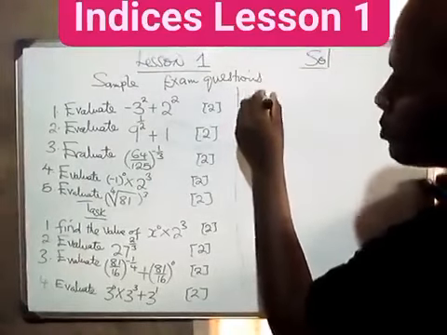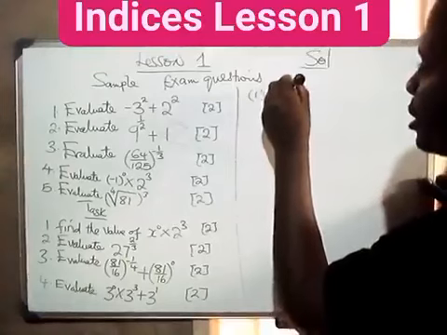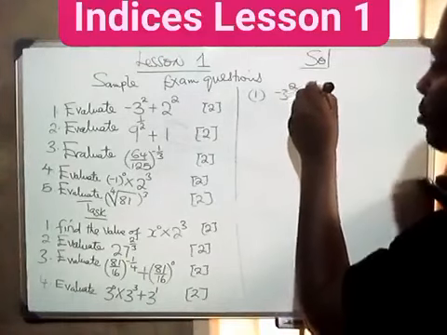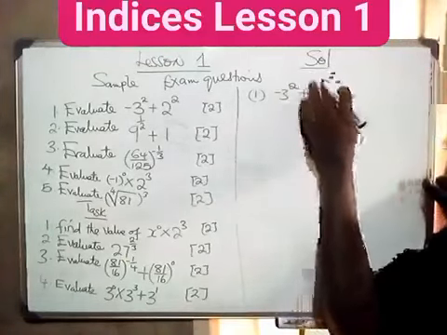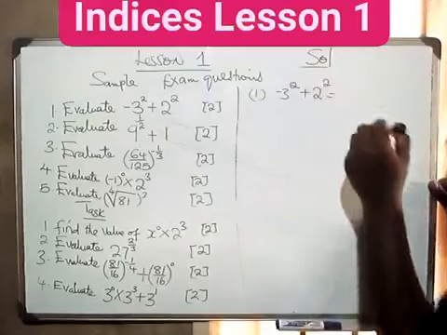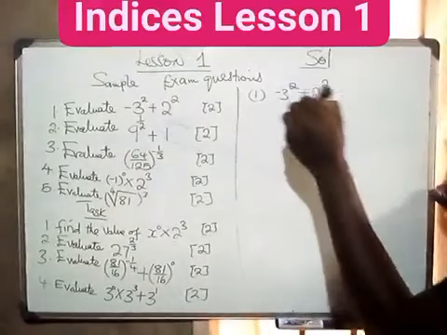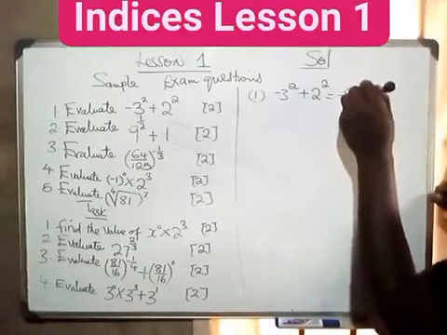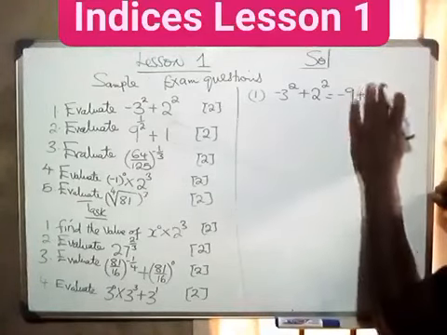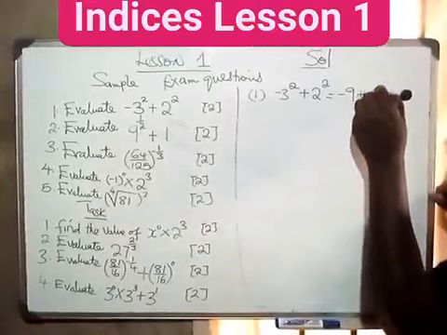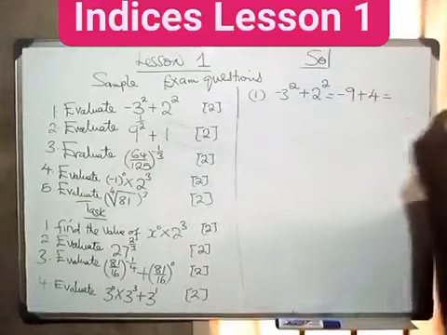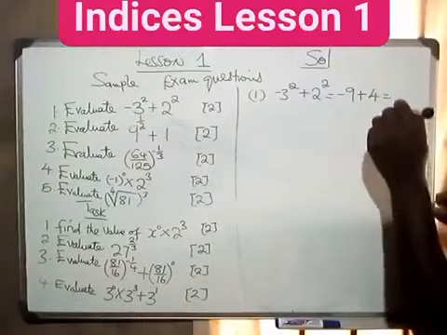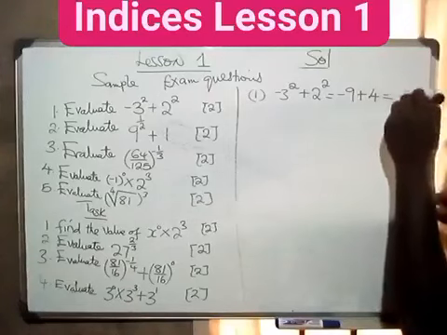Number 1, the question is -3 squared plus 2 squared. So this will be -3 to the power 2, the answer will be -9, plus 2 to the power 2, the answer is 4. So -9 plus 4, we have -5.